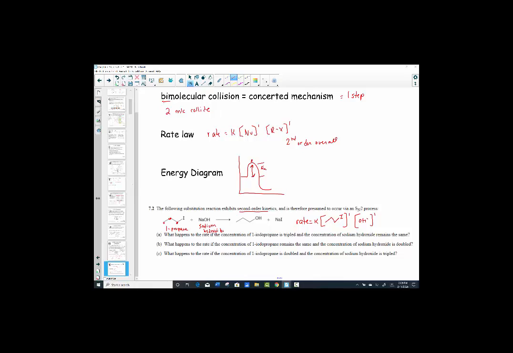What would happen to the rate if the concentration of our alkyl halide, I forgot to name the iodine here, 1-propane, 1 what? 1-iodopropane. If we took 1-iodopropane and you tripled it, and the sodium hydroxide remained the same. Well, since it's first order with respect to the alkyl halide, the rate would also triple.